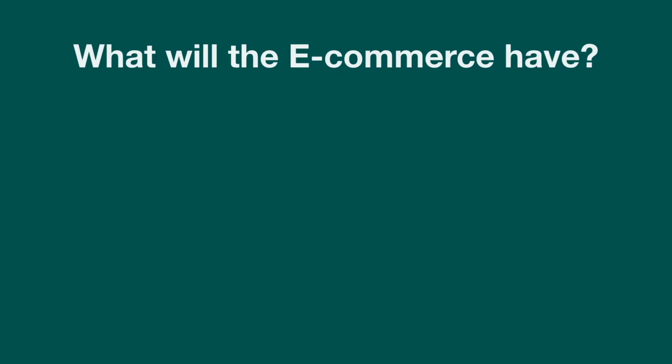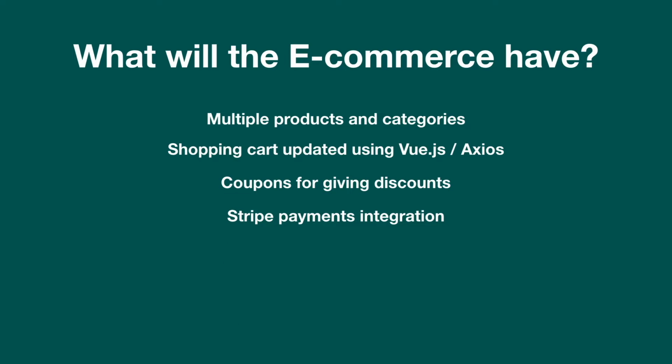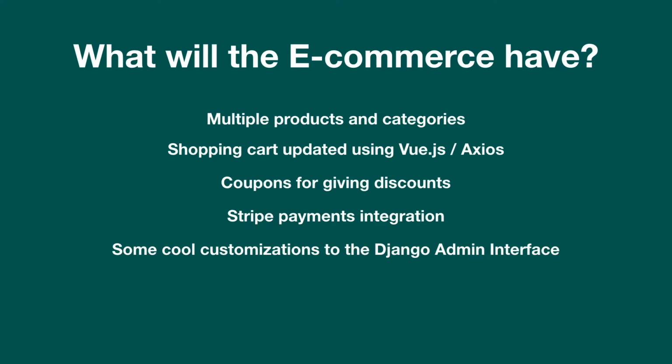What will the e-commerce have? It will have multiple products and multiple categories. I'm going to add a shopping cart, which we're going to update using Vue.js and Axios to talk to the backend. I want to make it possible to have coupons so you can give discounts to your customers. I'm going to use Stripe as the payments integration. I'm going to create an account there and show you how everything there is done. I'm also going to do some cool customizations to the Django admin interface to keep track of orders and similar. And I'm going to add much more cool functionalities to the website.